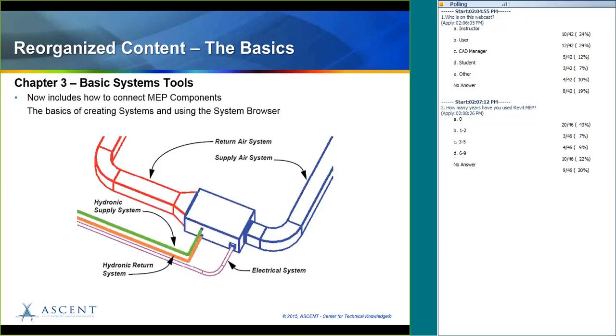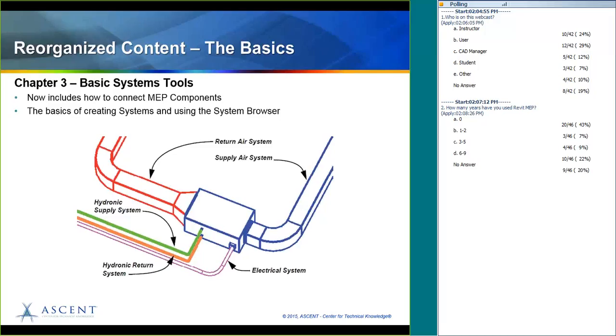The second part of this chapter, I'm calling it Basic Systems Tools. And so now we include in this case the real general, so we're very high end here, how to connect components using ducts, pipes, cable trays, and conduit. So you actually are connecting components at this point in time. And when they are connected, they automatically become a system. And you'll see that later for each one.